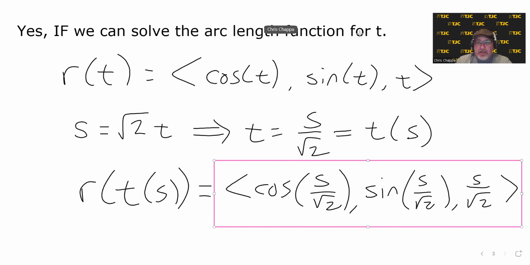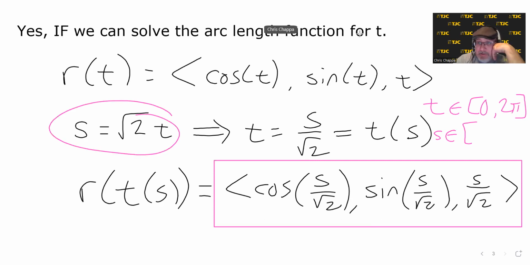Now, what would the interval be? Well, that's also pretty easy if you have the original interval, because remember, the original interval for t was 0 to 2 pi. So what will s be an element of? Well, when t equals 0, what does s equal? Look right here. s is equal to 0. When t equals 2 pi, what does s equal? Well, square root of 2 times 2 pi, or 2 square root of 2 pi. So we could even reparametrize in terms of arc length.